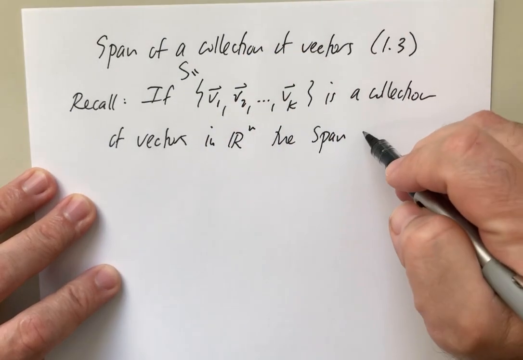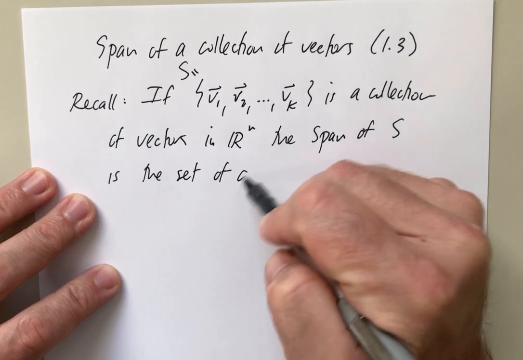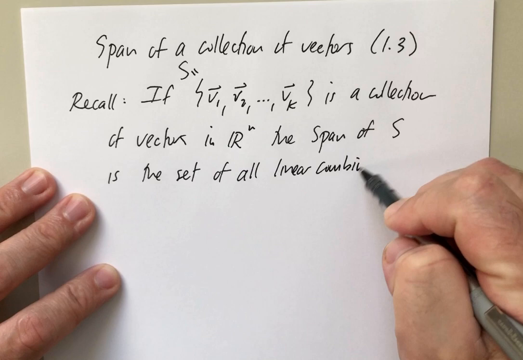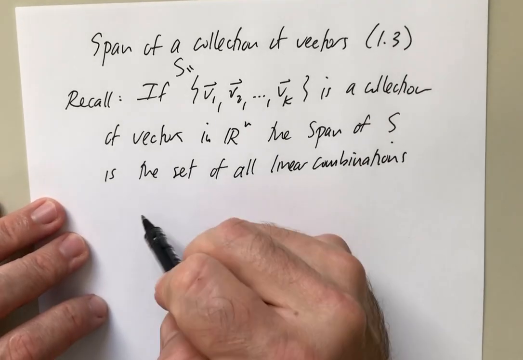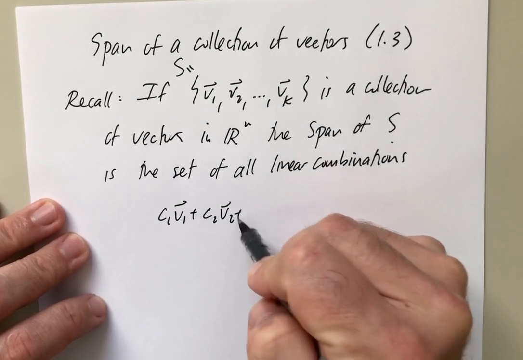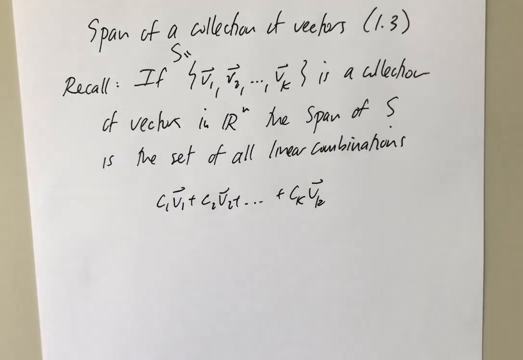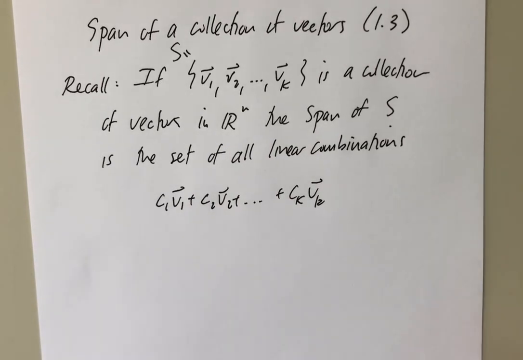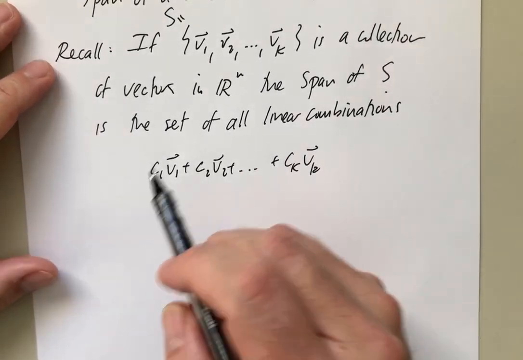The span of S is the set of all possible linear combinations. So more precisely, everything that I can write as c1v1 plus c2v2 plus up through ckvk. Every possible linear combination that I can write among those vectors is an infinite collection. It's the span.